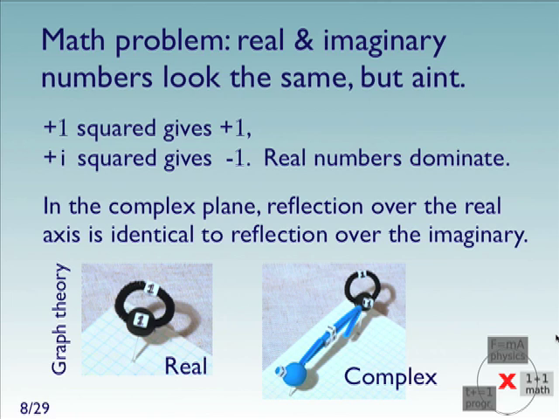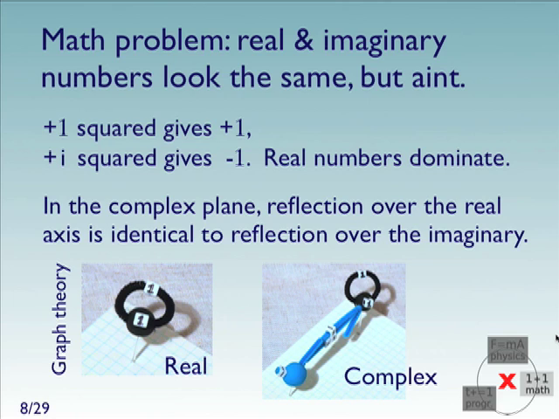Now, in the complex plane, what they do is they put the real axis horizontal, the imaginary axis vertical, and you say, what's the difference? And they say, well, just rotate it 90 degrees. Isn't that simple? Well, it's simple, but it's too simple. Because real numbers aren't imaginary numbers. Let me show you another way that they're different.